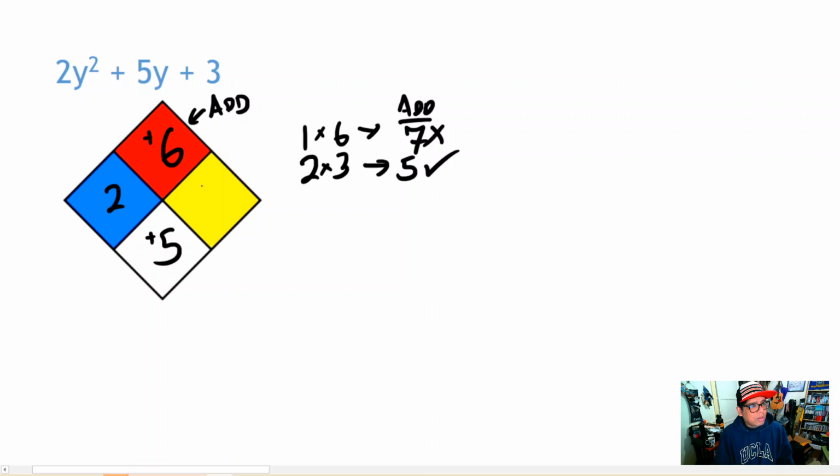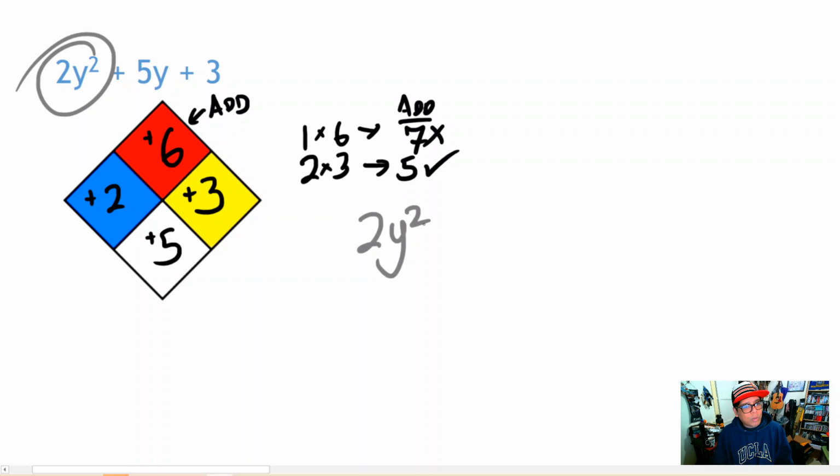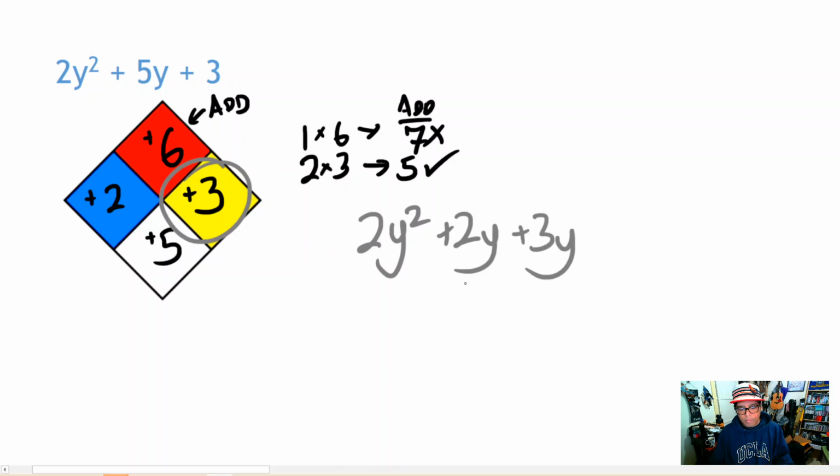We need a 2 and a 3. And in order to get a positive 5, it must be a plus 2 and a plus 3. So let's put this all together into our expanded trinomial. We got a 2y squared, and then we'll have a plus 2y, and we'll have a plus 3y, and then we'll have a plus 3 at the very end.